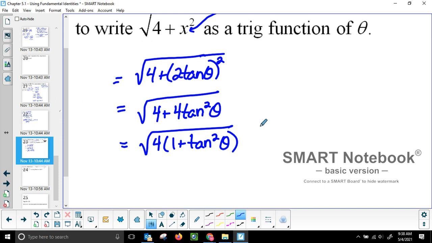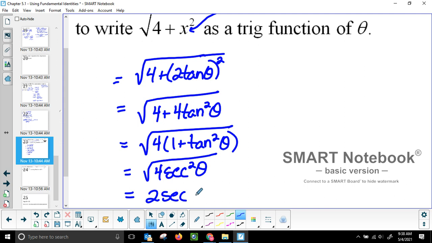All right, well, one of our Pythagorean identities says that 1 plus tan squared theta is equal to secant squared theta. So now this is just 4 times secant squared theta. Well, now we got rid of that pesky plus sign that was preventing us from just taking the square root. All right. Now, like I said, with multiplication and division, you can just take the square root of both pieces. So the square root of 4 is 2. The square root of secant squared theta is just secant theta. And that's it.